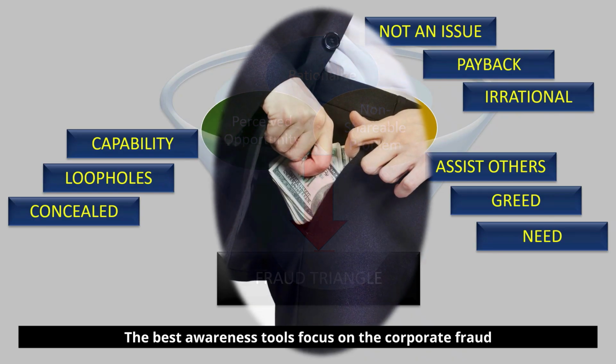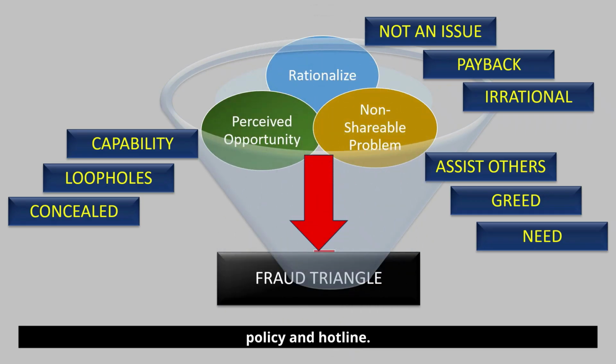The best awareness tools focus on the corporate fraud policy, with the aim of ensuring all staff understand it and apply it to their work, including the red flag alerts and whistleblowing policy and hotline. The fraud triangle can be used to introduce the concept of fraud and some of its driving forces. The bad news is that if the 3 fraud drivers of our fraud triangle are in place, there's a strong likelihood of fraud materialising at work.